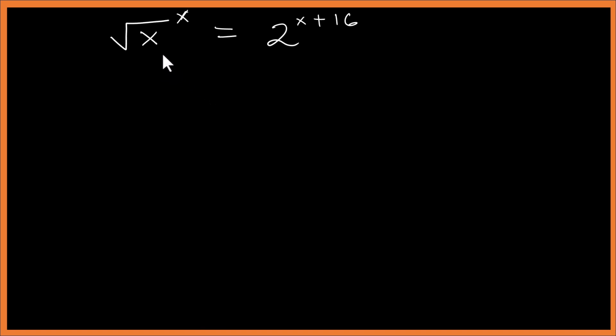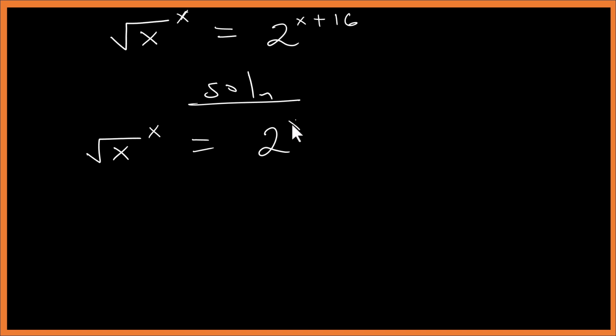Alright, let's solve this question together. We are given square root of x raised to x equals 2 raised to x plus 16. Okay, now solution. So we have square root of x raised to x equals 2 raised to x plus 16.